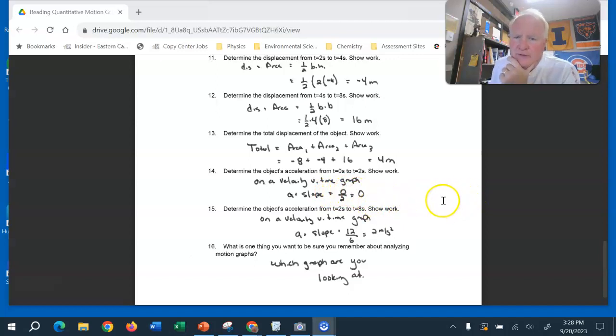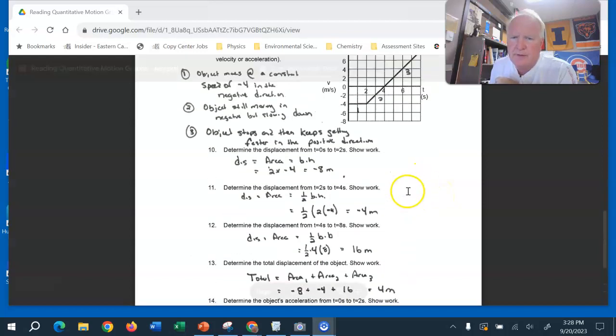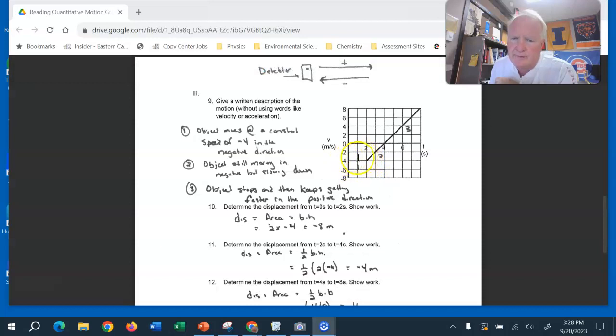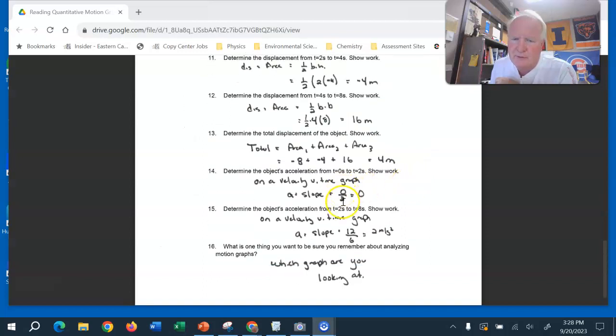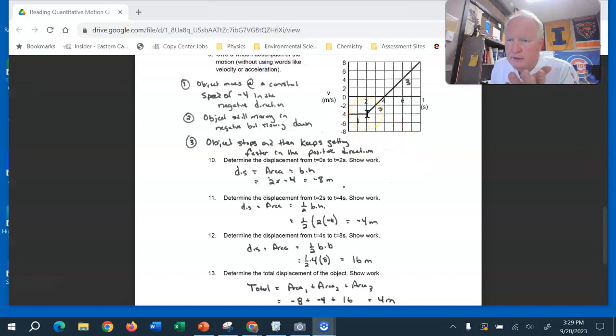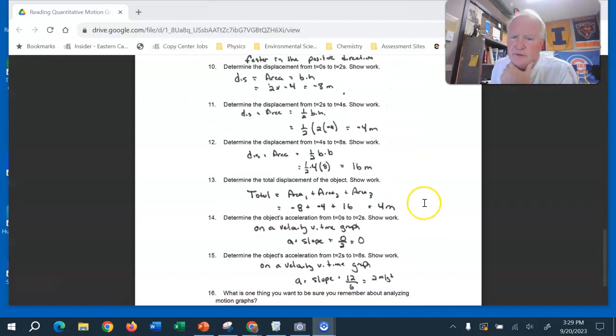Okay, last couple says determine the object's acceleration from 0 to 2 and show your work. So we need to go to a velocity versus time graph, and we know on a velocity versus time graph, if we want to find acceleration, we need to find slope. So the slope of the object from 0 to 2, the rise is 0 on here, right? It doesn't go up or down. And so the rise is 0, the time is 2, and so we've got a 0 acceleration. Makes sense, right? Because the object was going -4, after the time, still going -4, so it didn't get faster, it didn't get slower, acceleration is 0.